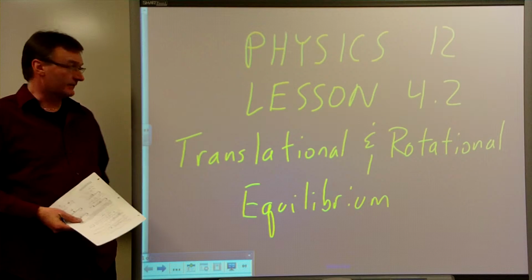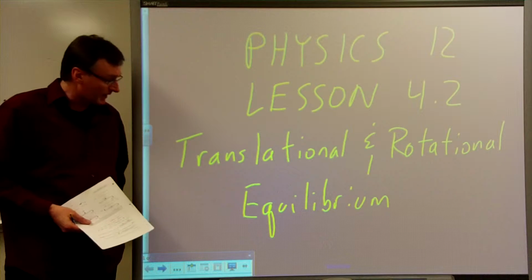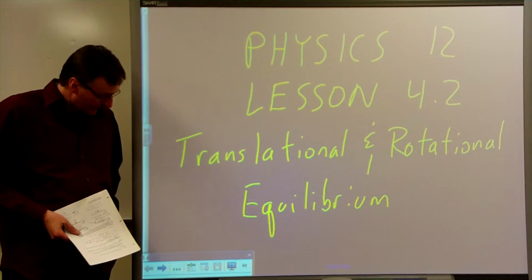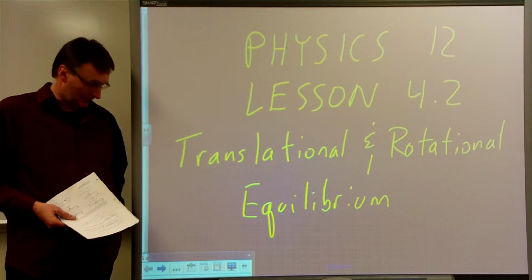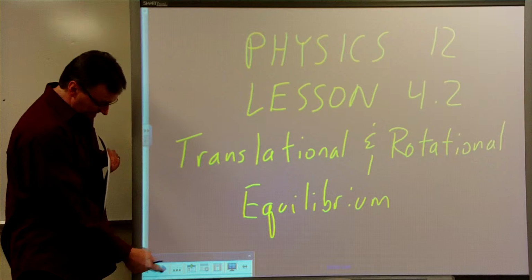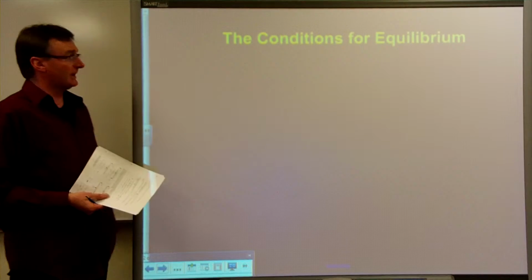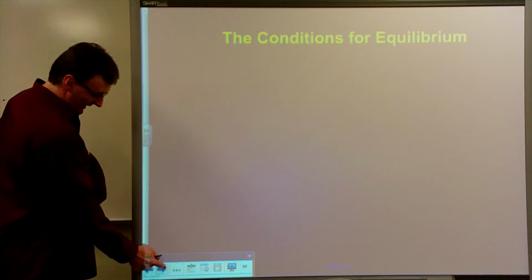Today we're looking at lesson 4.2, which is on translational and rotational equilibrium. And we will define what those mean in just a moment. So first of all, let's just look at the conditions for equilibrium. And what do we mean by that?